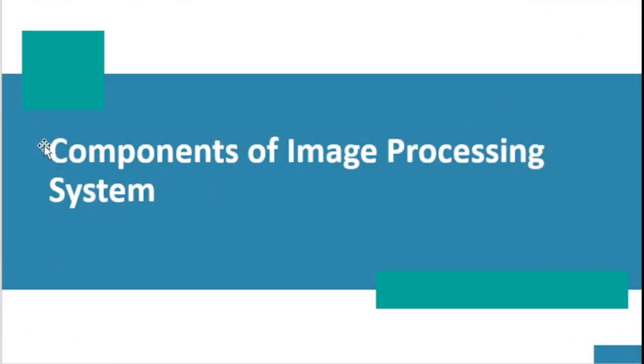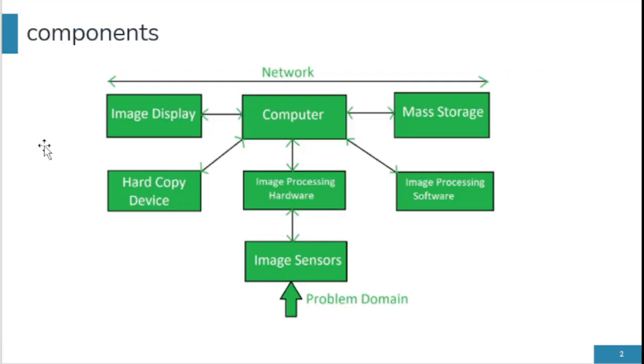Let's discuss the components of an image processing system. So let's get started. The image processing system is a collection of various elements involved in digital image processing. So DIP employs a variety of algorithms to process a digital image.